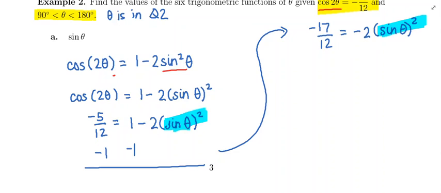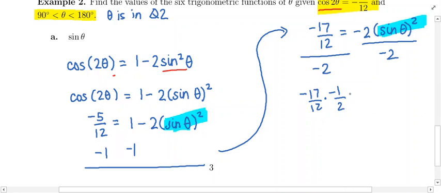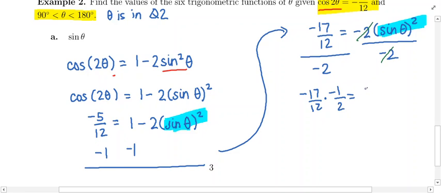So that sine squared theta is multiplied by a -2. So I'm going to have to divide both sides by -2. Now I'm going to get -17/12 times -1/2. Hang on, let me write this. My little stylus is acting crazy. So -17/12 times -1/2. The negative twos will cancel over here, leaving me with the sine of theta squared.